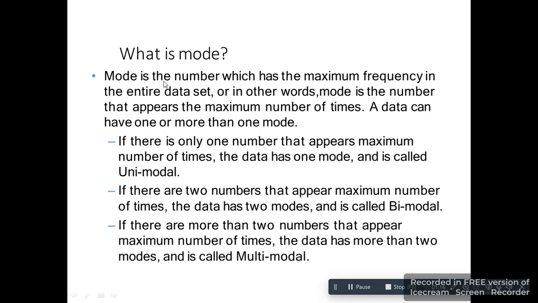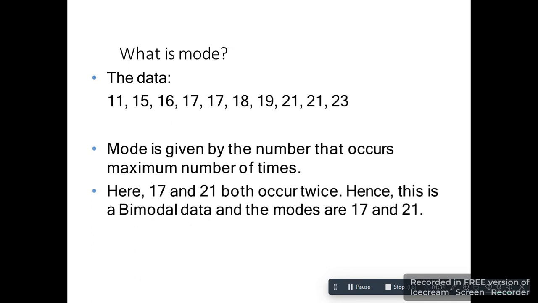And the third one is what? If there are more than two numbers that appear the maximum number of times, the data has more than two modes and it is called multimodal. So what is it? The mode is defined as a value which occurs most frequently in the data set. The mode obtained may be two or more in a frequency distribution.